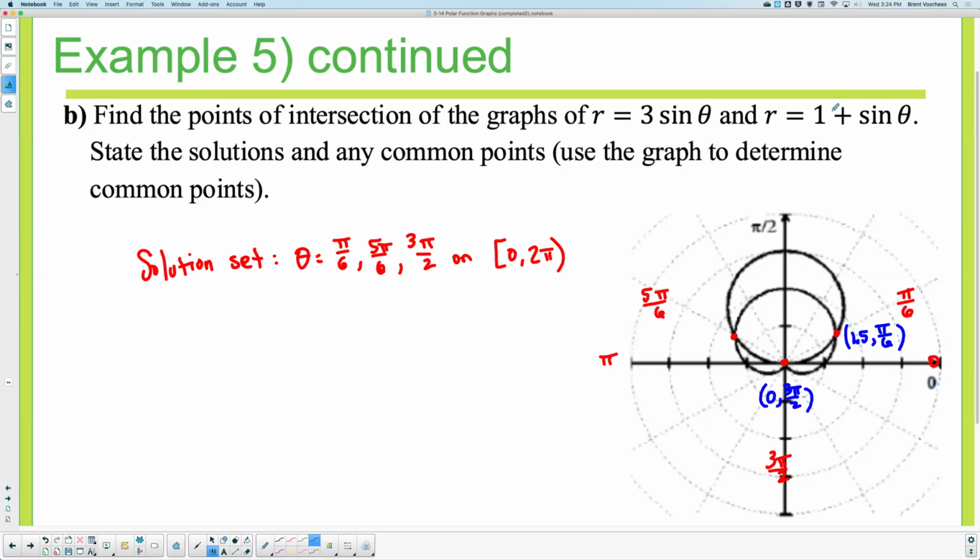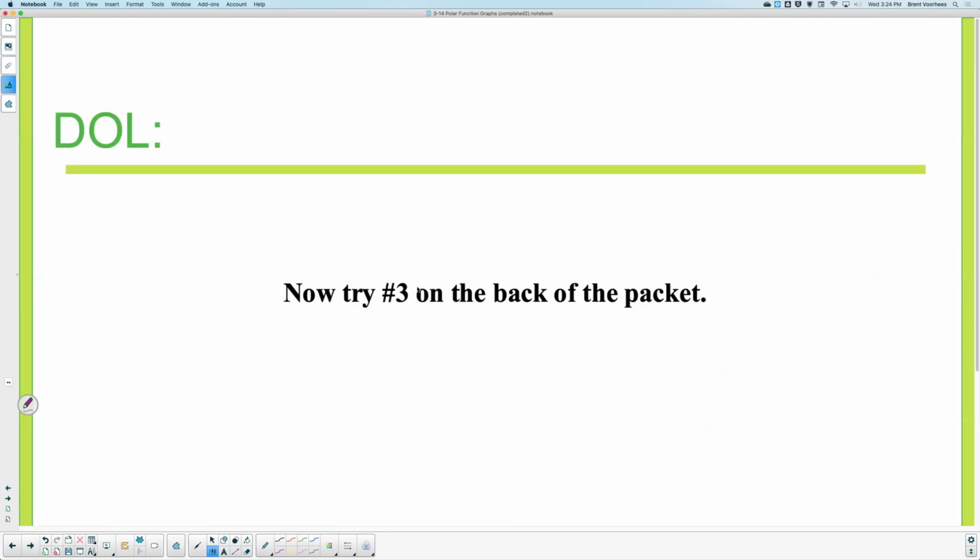Because sine is 1/2, you add that to 1. And then over here would be the same thing. That would also be 1.5 at 5 pi over 6. So these would be my three solutions in order. I have them written 1, 2, and 3. Those would be my solutions there. Now go try DOL number 3.